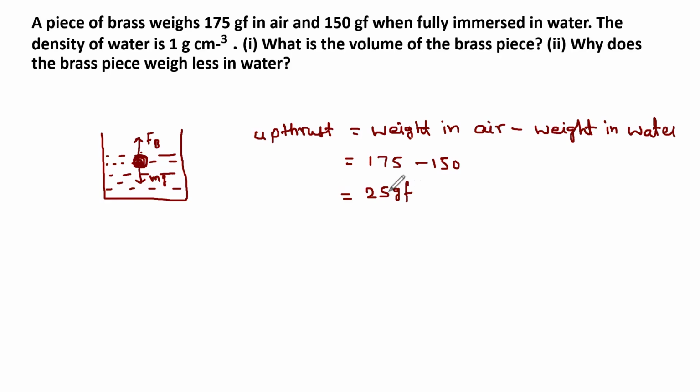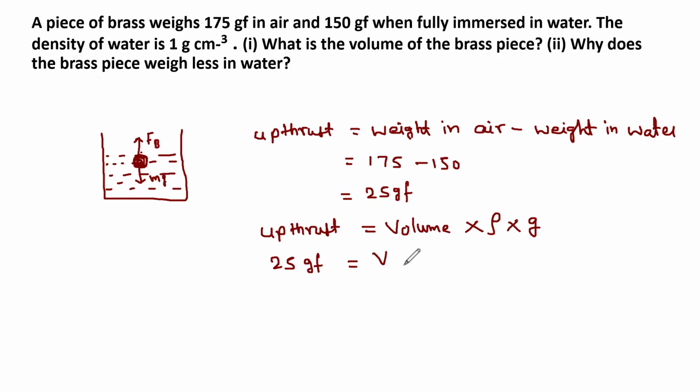This is the upthrust. Now another formula for upthrust we have: upthrust is equal to volume of the body inside water or liquid into density of liquid into g. Here we have upthrust as 25 gram force. Volume we need to calculate, and density of liquid water is given as 1. So g and g we can cancel. So volume will be equal to 25 centimeter cube.